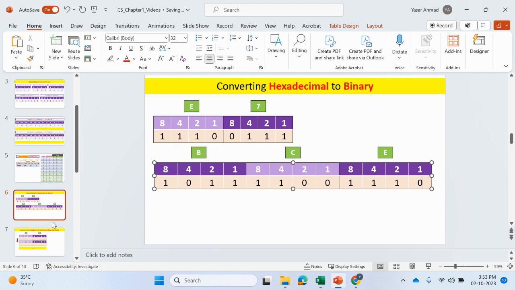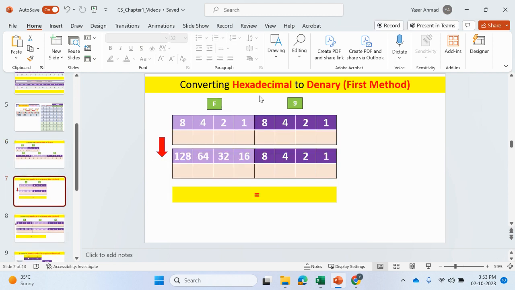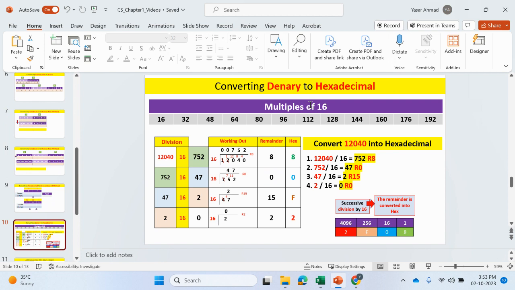So that's the first part of the hexadecimal video series. I'm going to make another video to follow up. In the second video, we're going to be looking at converting hexadecimal to denary, with a couple of methods which we're going to share, and also converting denary to hexadecimal.